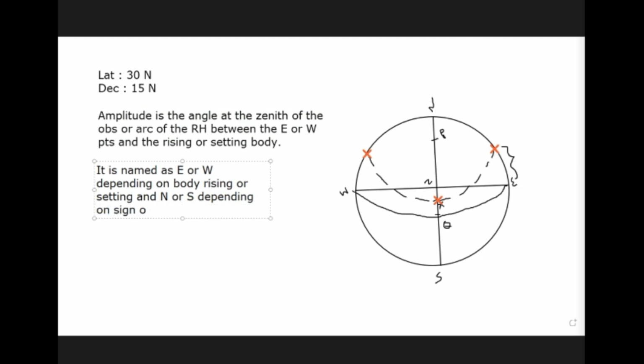sign of declination. So in this case, suppose we have the amplitude perhaps would be something like east. So we can say here amplitude would be east because rising body. Suppose that angle or the arc is 25 north because declination north, because x is north of q, and here the amplitude would be west 25 north. So this is what it is.